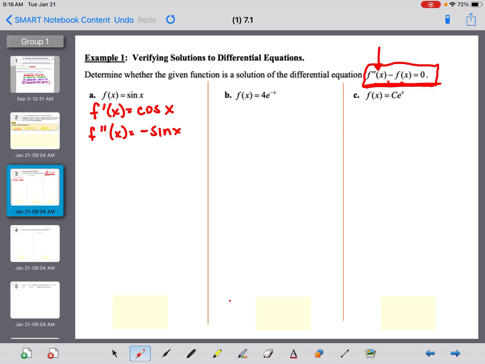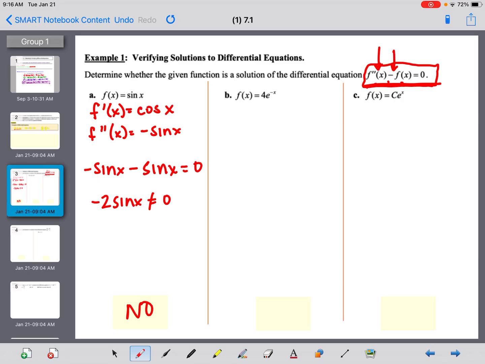So f double prime of x is negative sine x minus, because that's what the differential equation says, f of x, minus sine x. And we want that to equal 0 if this is true. As I look at this, this is negative sine minus sine, so this is negative 2 sine x equals 0. And that's not true. So, determining whether each function is a solution: no, this is not a solution.